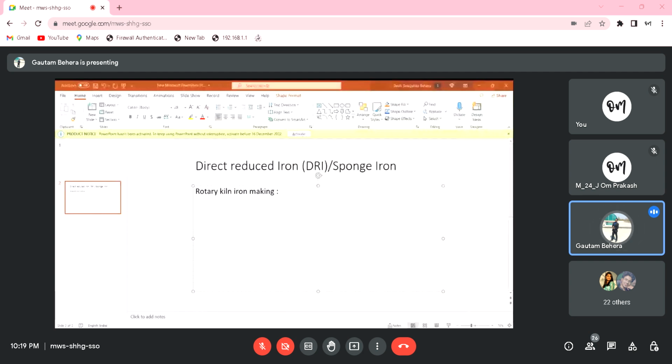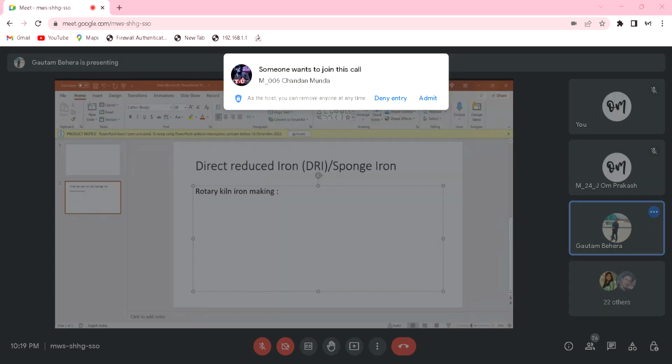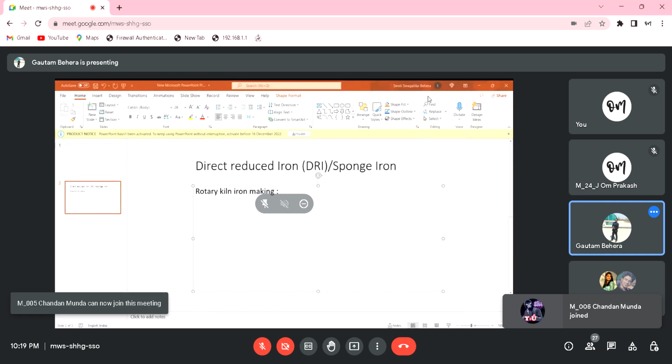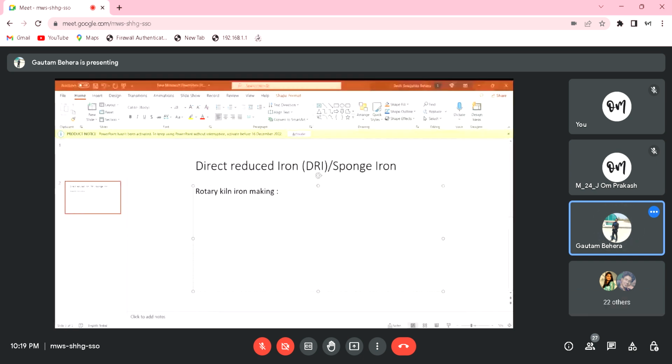The iron that comes out is called DRI, because that iron is in solid state. It is direct reduced iron in solid state. There are certain other alternative routes of iron making, called the smelting reduction process, where we also get molten iron. But this topic is about solid state iron making, that is basically called sponge iron or direct reduced iron.